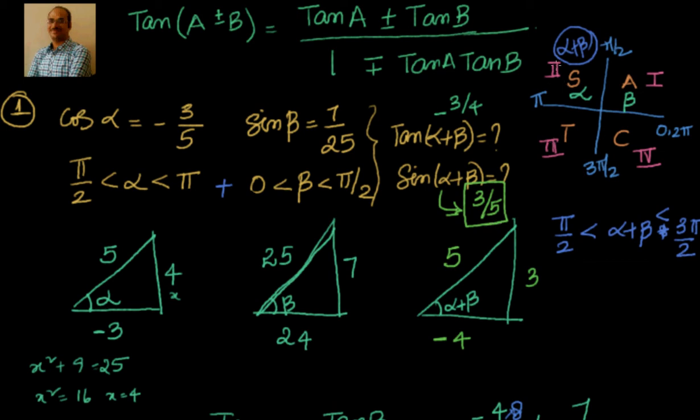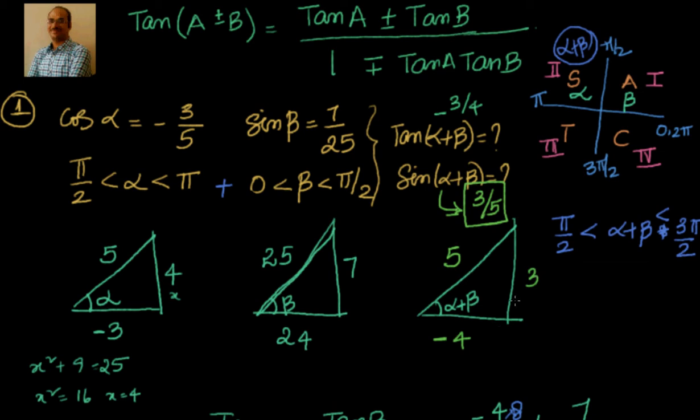But we got tan(alpha plus beta) as negative. That means it cannot be in the third quadrant, because in the third quadrant tan is positive. So you are in the second quadrant. In the second quadrant, cos is negative, tan is negative, and sine is positive. So sin(alpha plus beta) is nothing but equal to 3 by 5.